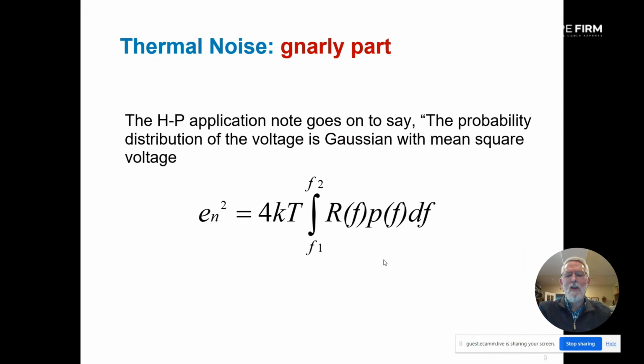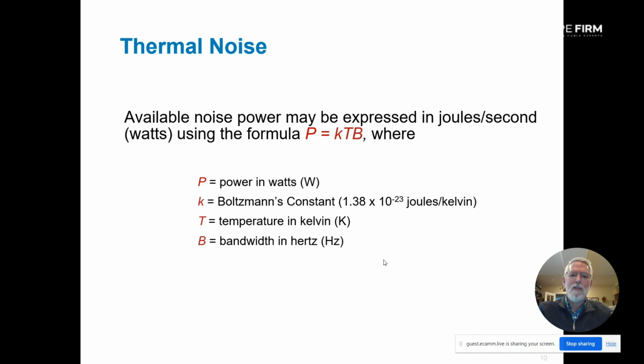All right, here's the gnarly part. This formula is from the application note that I just referenced, and it says the probability distribution of the voltage is Gaussian with the mean square voltage. Basically, this is saying that we're talking about additive white Gaussian noise, and I am not going to dig into the math that you see on the screen. I simply wanted to present this just to point out that there is some math that goes along with this. The kind of math we do want to pay attention to, though, is right here.